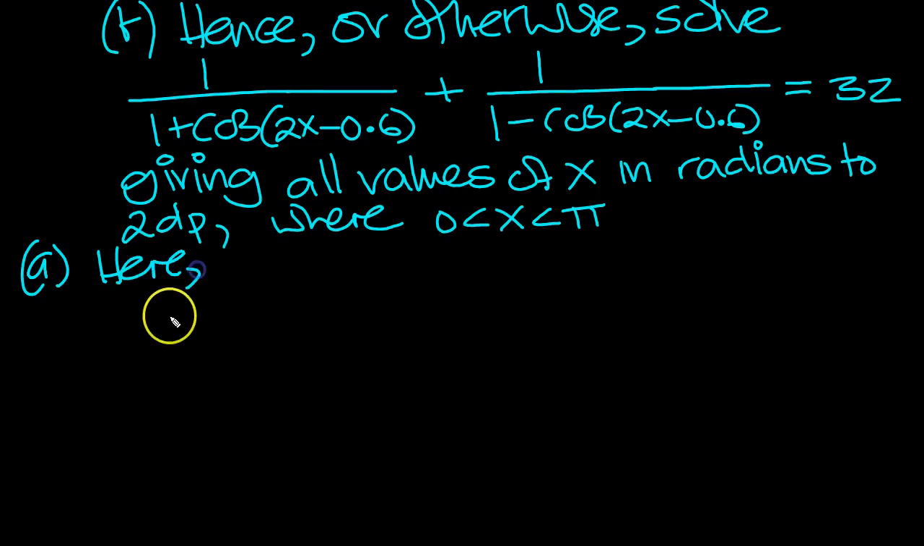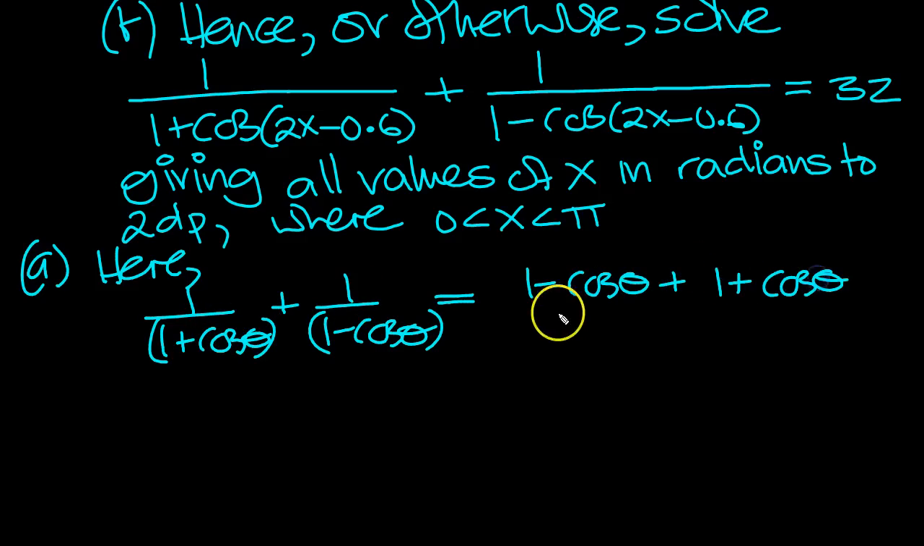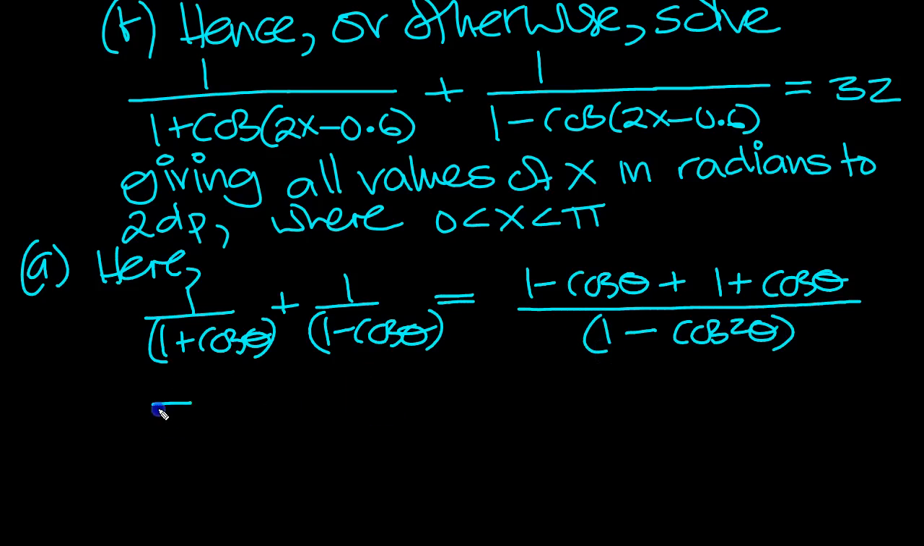Let's look at the left-hand side: 1 over 1 plus cos theta plus 1 over 1 minus cosine theta. Cross multiply the fractions. More than one term, so we can put a bracket. 1 times this is 1 minus cosine theta. This times 1 is simply 1 plus cosine theta. It's a difference between two squares, so that's 1 minus cosine squared theta. So that's equal to 2, the cos cancel, so it's 2 over sine squared theta. 1 minus cos squared is sine squared.